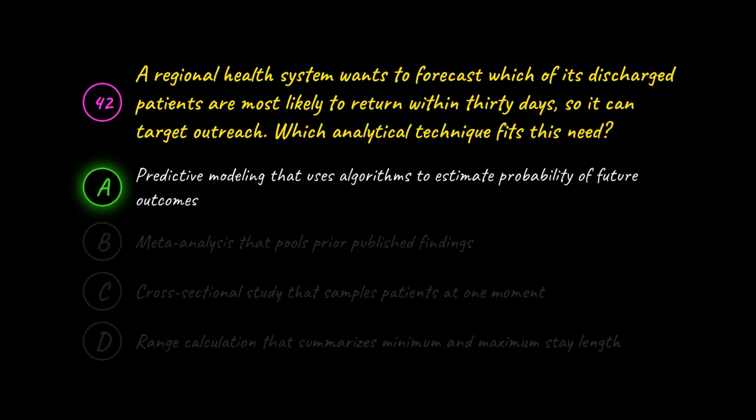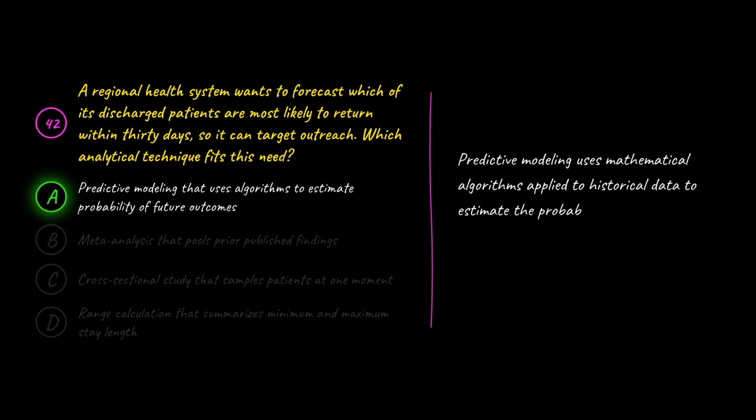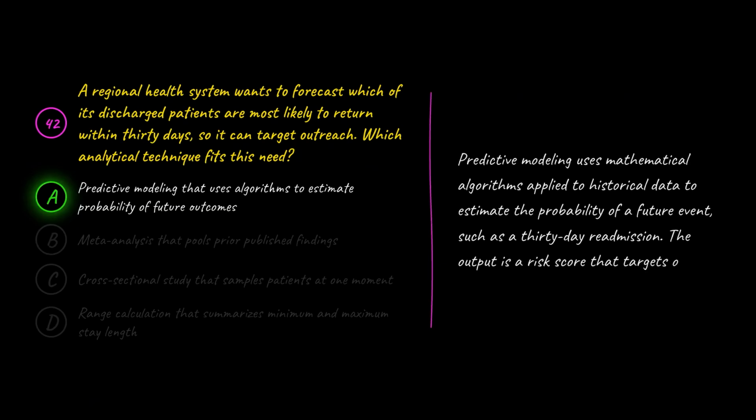The correct answer is A. Predictive modeling that uses algorithms to estimate probability of future outcomes. A is correct because predictive modeling uses mathematical algorithms applied to historical data to estimate the probability of a future event, such as a 30-day readmission. The output is a risk score that targets outreach to patients most likely to need it. This is the standard analytical approach for proactive case management.